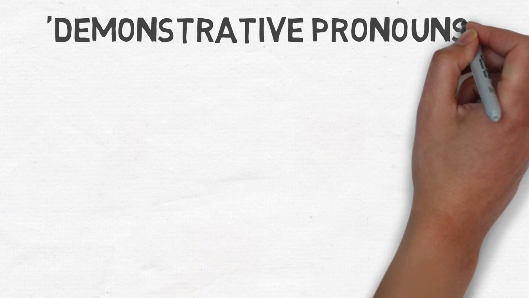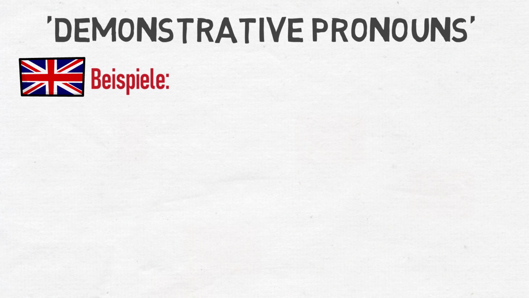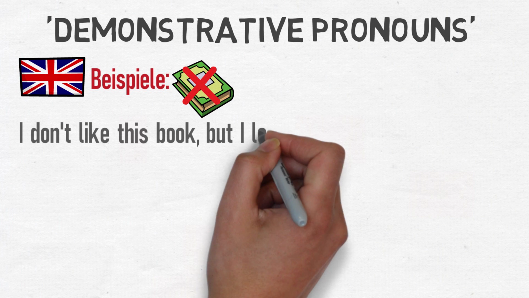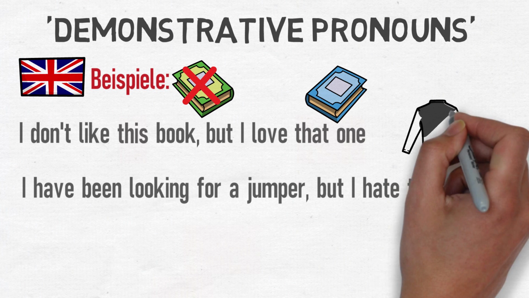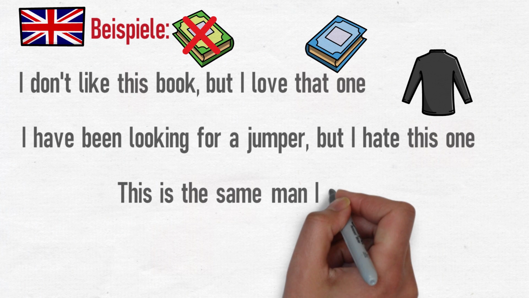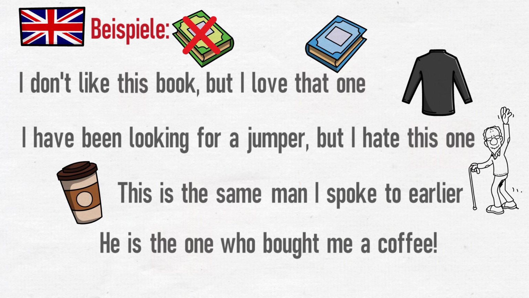In this lesson, we'll be looking at a type of word in German called a demonstrative pronoun. These are so called because they demonstrate which thing you're referring to. Let's have a look at some English examples. I don't like this book, but I love that one. I've been looking for a jumper, but I hate this one. This is the same man I spoke to earlier. He's the one who bought me a coffee. The demonstrative pronouns in the above examples are this, that one, this one, the same, and the one.